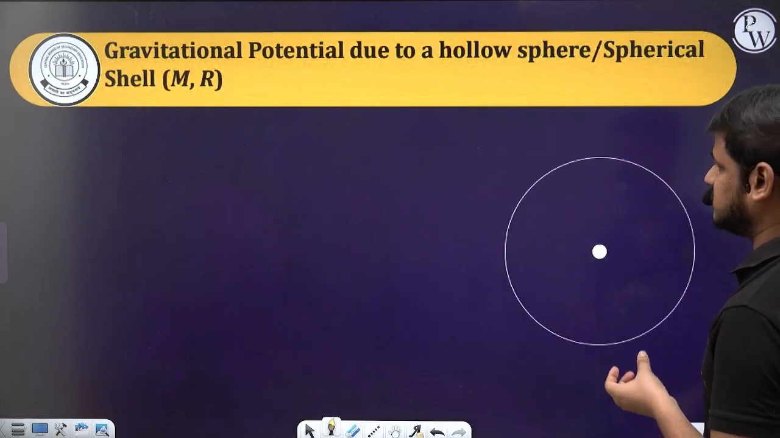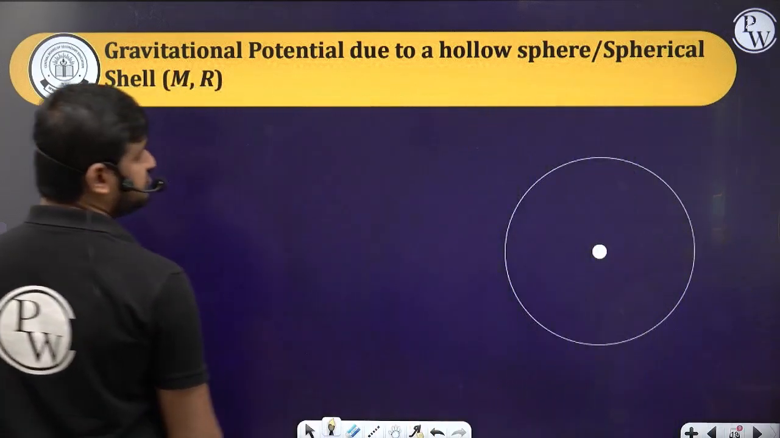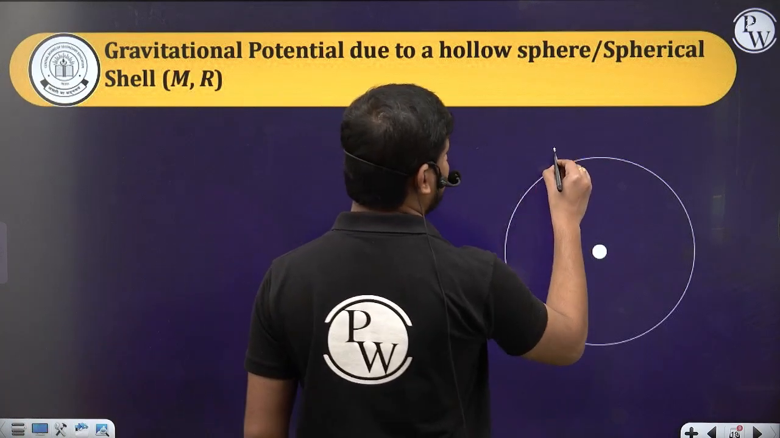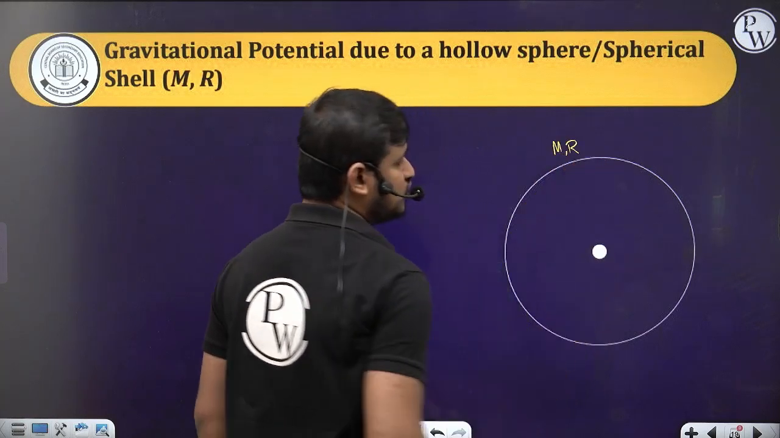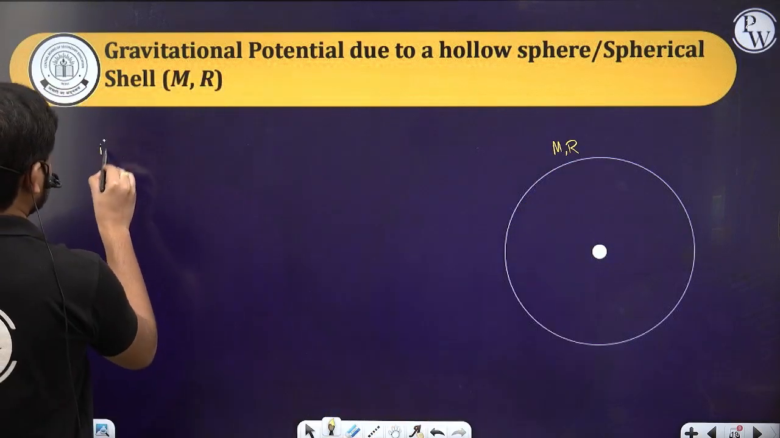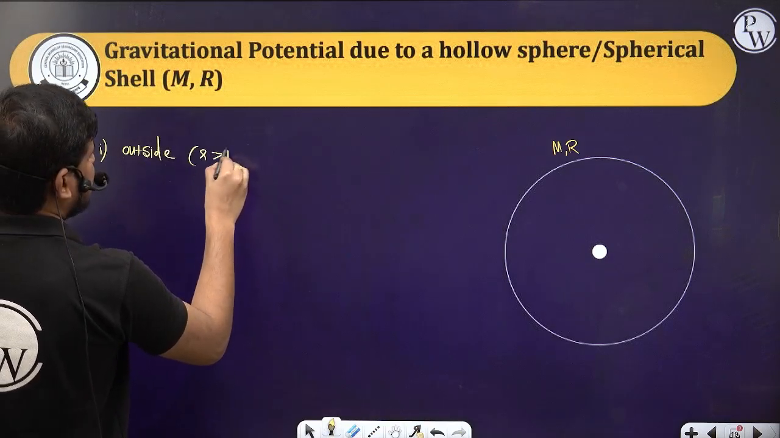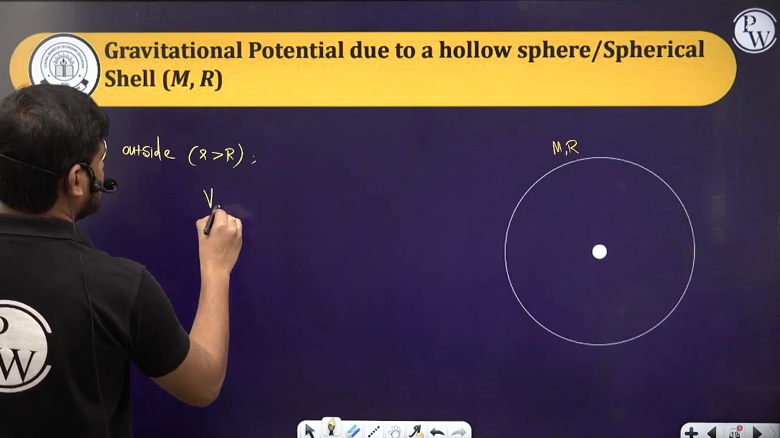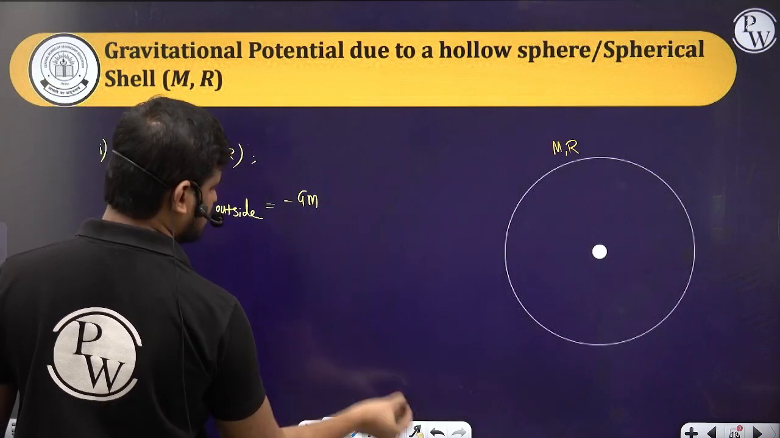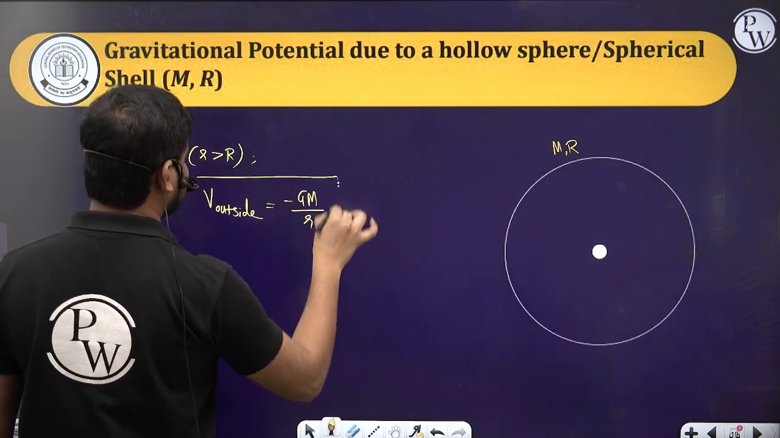Just remember the formulas. So now let's go for the gravitational potential due to the hollow sphere or spherical shell. So here this is a hollow sphere or spherical shell which is of mass M and radius R. So in three cases we can find the gravitational potential. The first one is outside, where r greater than R. So the gravitational potential outside the spherical shell is simply minus GM by r, so it's a minus GM by r.